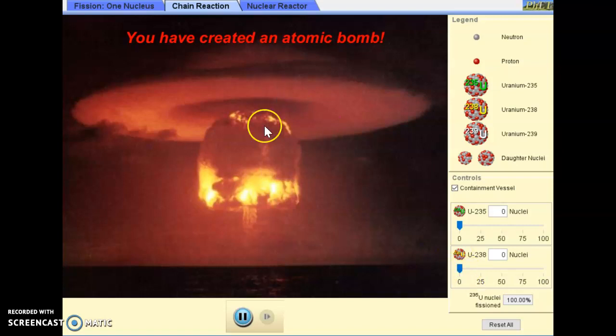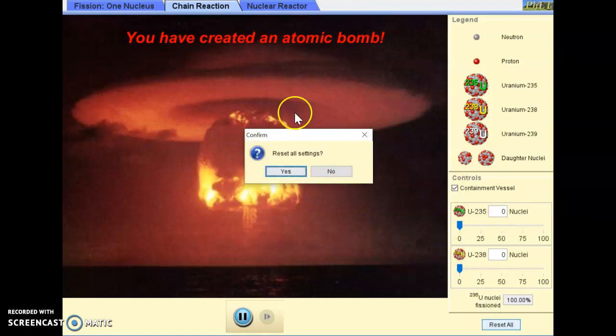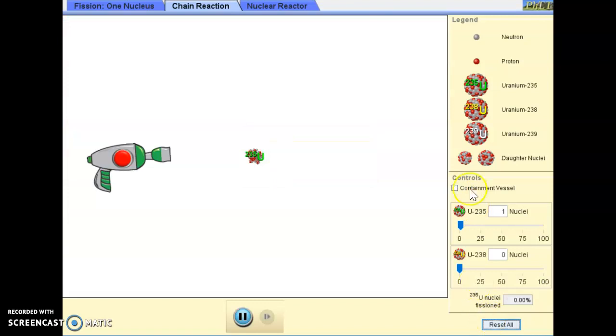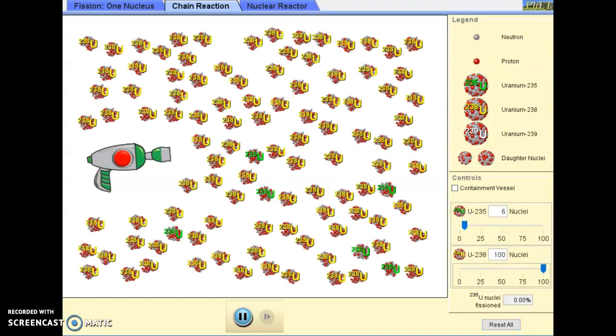So in a nuclear power plant, we have to make sure that we don't have too many of those uranium-235 atoms close to each other. Otherwise, theoretically, it could make a bomb. Now, actually, there's no way for that to happen because in a nuclear power plant, they use only a tiny little bit of uranium-235 and a lot of uranium-238. So that's always under control.